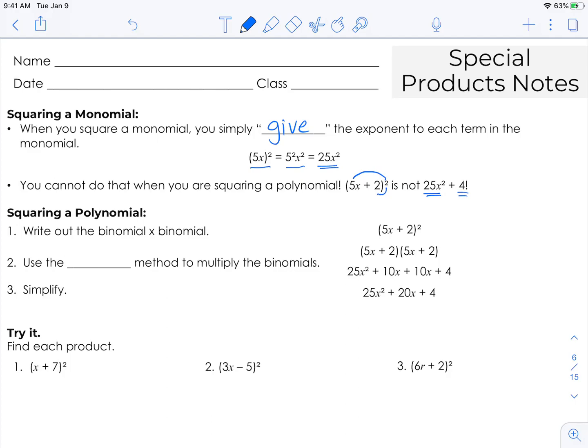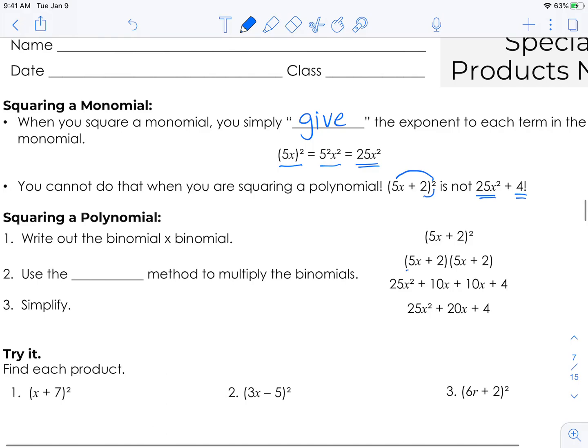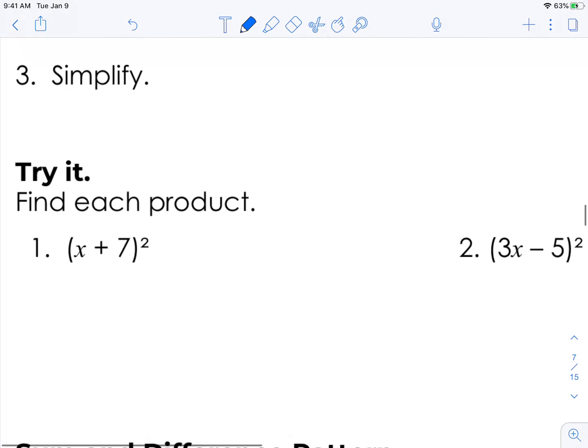So when you're squaring a polynomial, like given here, you have to actually write it out as a binomial times a binomial. And then you're going to use the FOIL method to multiply the binomials. So you multiply, you combine your like terms, and that would actually be your answer. So if you look at what most people think is the answer here, you are missing that center term. So it's really important when you see this squared, you don't just think, oh, I give it to each term inside. You have to actually write it out as a binomial times a binomial and do the FOIL, do the math. So here are 3 examples.